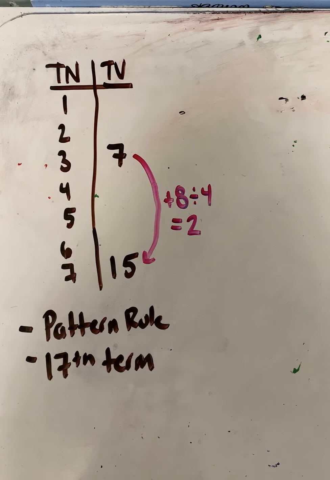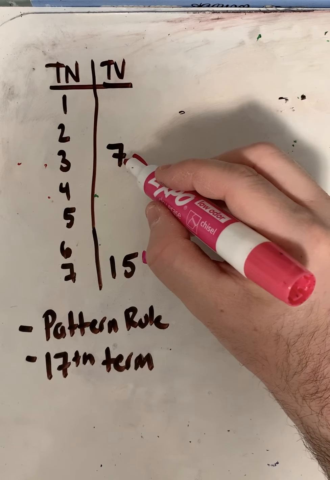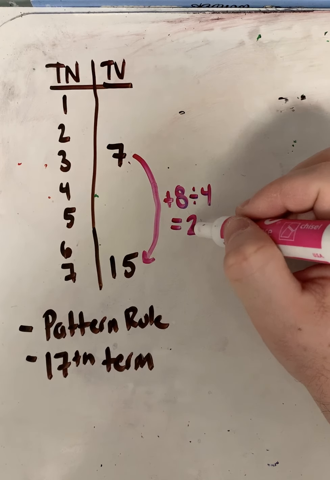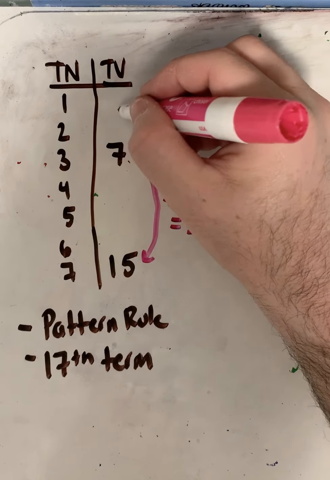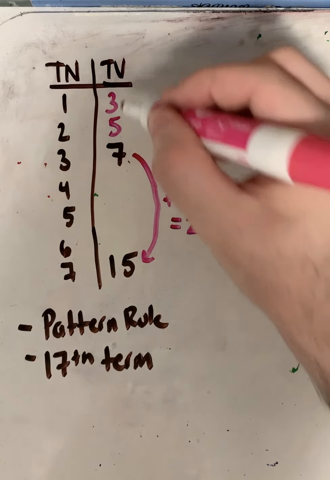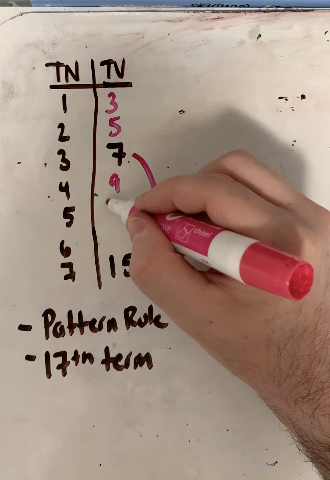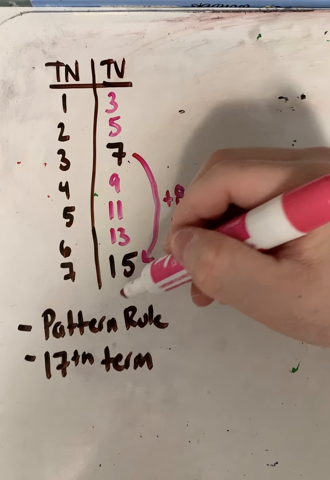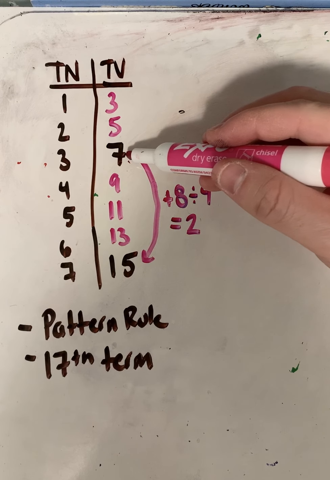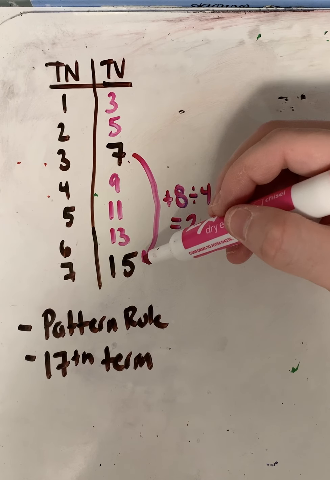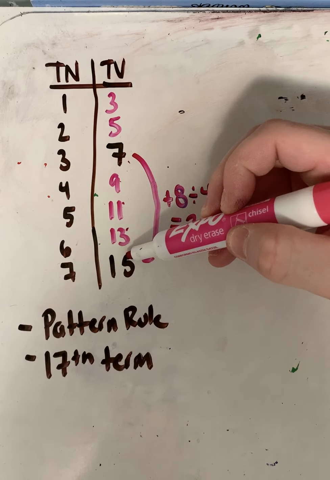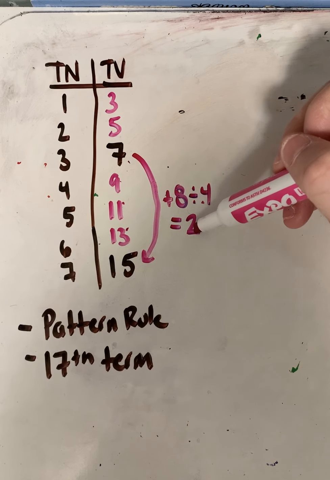So actually, the pattern growth is +2. Once I find out that it's +2, I can fill in the rest of my chart. I can go backwards and say 5 and 3. I can go forwards and say 9, 11, 13, and 15. So I've been able to fill that out by looking at the amount between the 2 numbers that I was given, and then after the first number I was given, how many numbers there were, and divided by that to get 2.